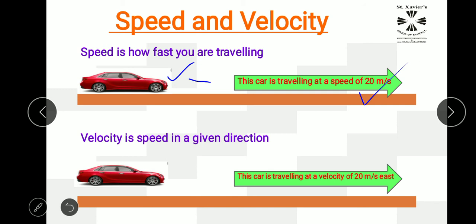But when we talk about velocity, velocity is speed in a given direction. Here speed is given plus direction is also given. The east direction is given. So speed with direction is called velocity, students. Speed in a particular direction is called velocity, and as we are using direction, velocity is a vector quantity, students.